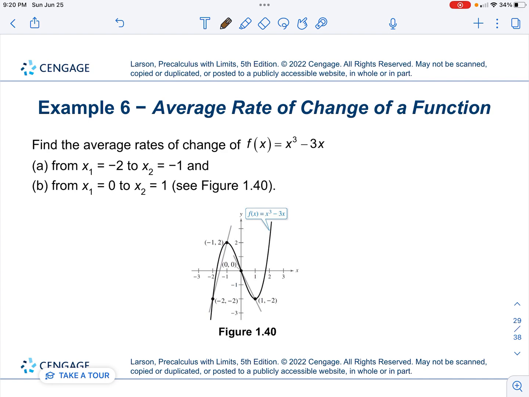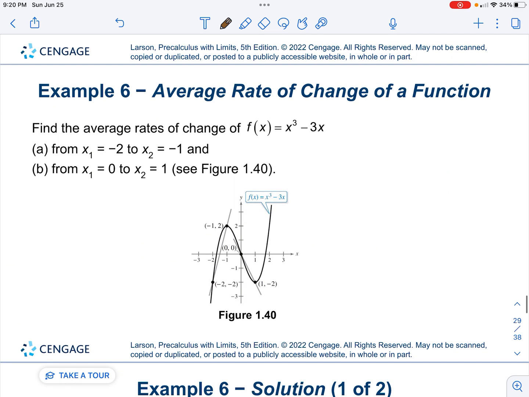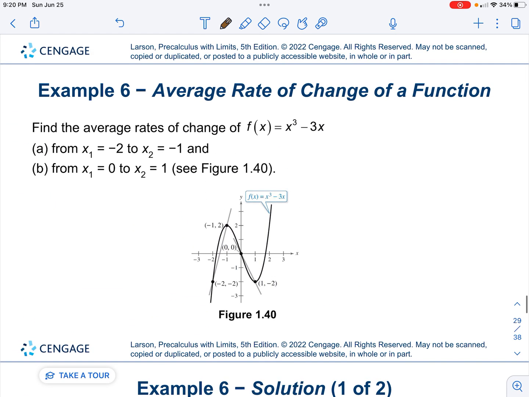And so here's 2 examples. We'll do the first one. I might just work right here. So find the average rates of change of this function. So this is the curvy line. And the first one I'm going to do is negative 2 to negative 1. So negative 2 to negative 1, I'm estimating this slope right here. So it looks steep and positive, so that's what we're looking for.